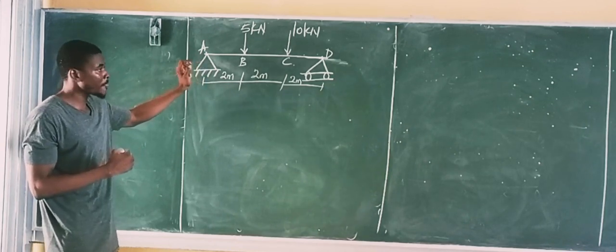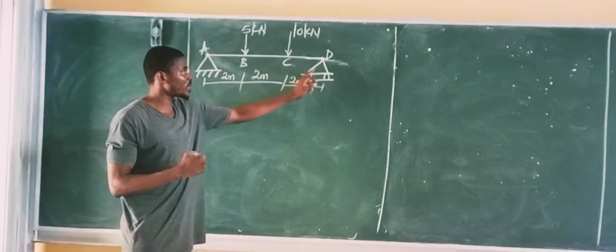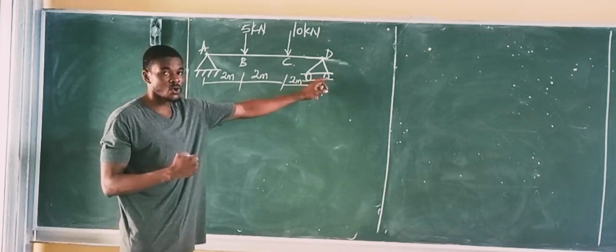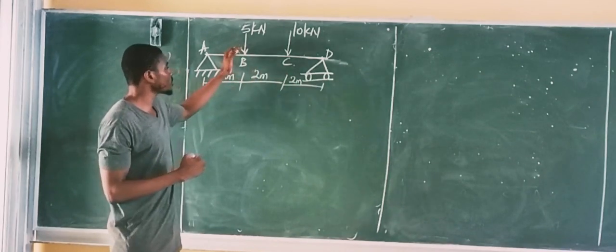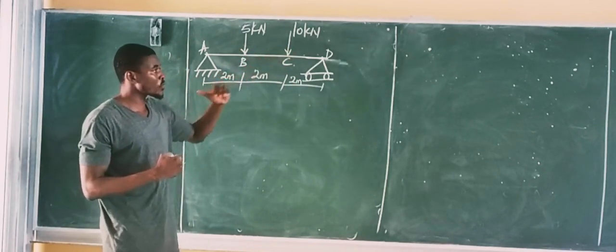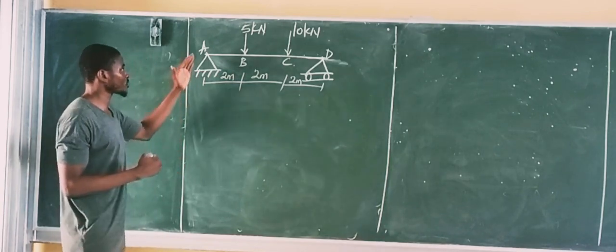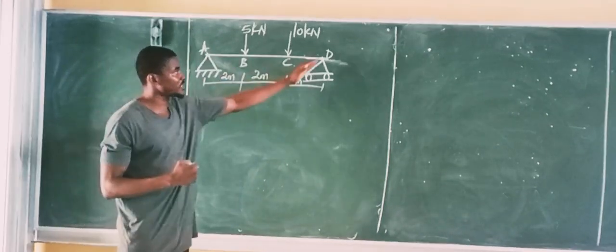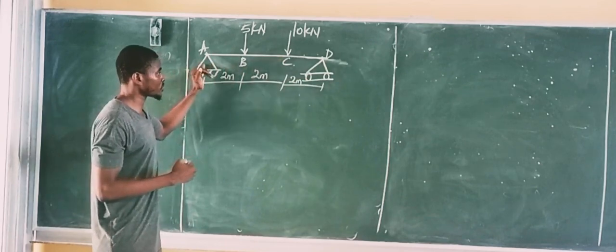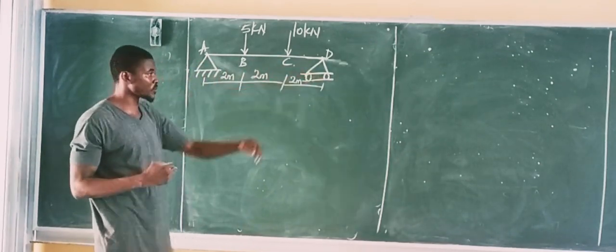I said in that video that whenever you see a diagram like this, it is called a pin support, while this is called a roller. If you see these bulbs under, it is called a roller, while these loads are called point loads. So we are now going to find what the reactions are at the supports A and D.